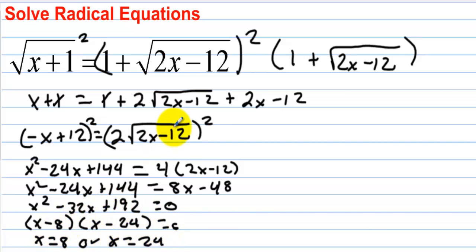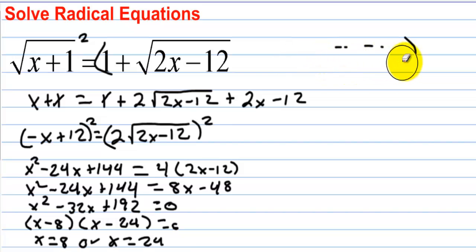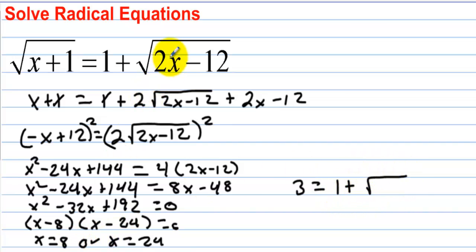But we have to test those values because we squared both sides a couple times, so it could turn a false statement into a true statement. So let's test 8. Now we're going to go back up to the original, so let's get rid of what we wrote here so we can see the original equation. 8 plus 1 is 9, so on the left hand side we have 3. Now we have 1 plus the square root of 8 times 2 is 16, 16 minus 12 is 4, square root is 2, plus 1 is 3, so we have a good answer.